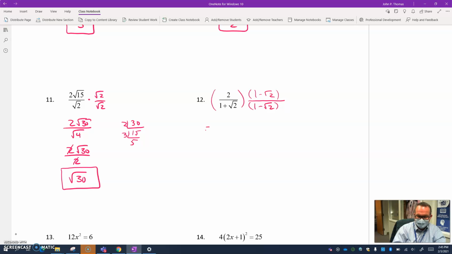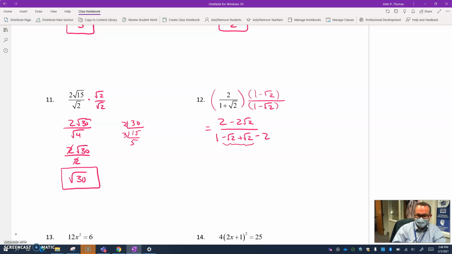So in the top, if I distribute, I get 2 minus 2 root 2. In the bottom, I'm going to have to FOIL. So first times first is 1. Outers is negative root 2. Inners is root 2. And then last is root 2 times root 2, which is root 4, which just simplifies to a 2.